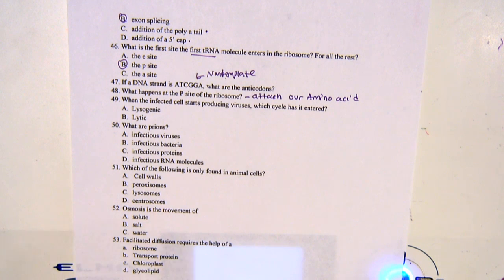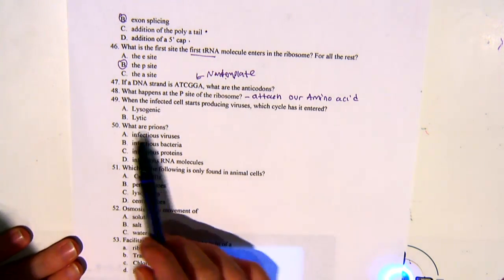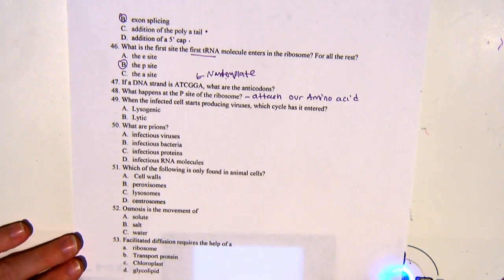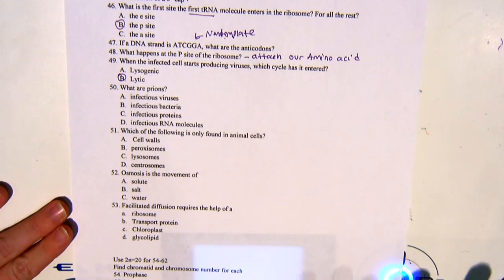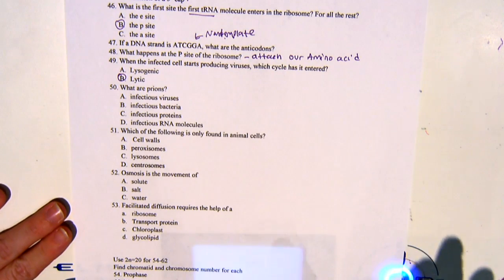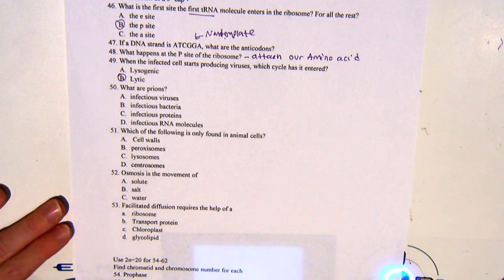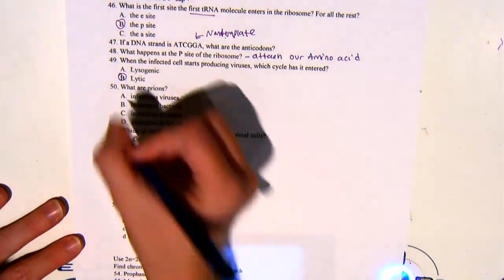So I'm not 100% sure if you guys talked about the bacteria and viruses chapter too much. I will give you the answer just in case, so we won't spend a lot of time on them. Okay, so 49. If the infected cell starts producing viruses, that means it's entered the lytic cycle. I don't know if you guys talked about prions. Maybe? Yes, infectious proteins. Awesome.